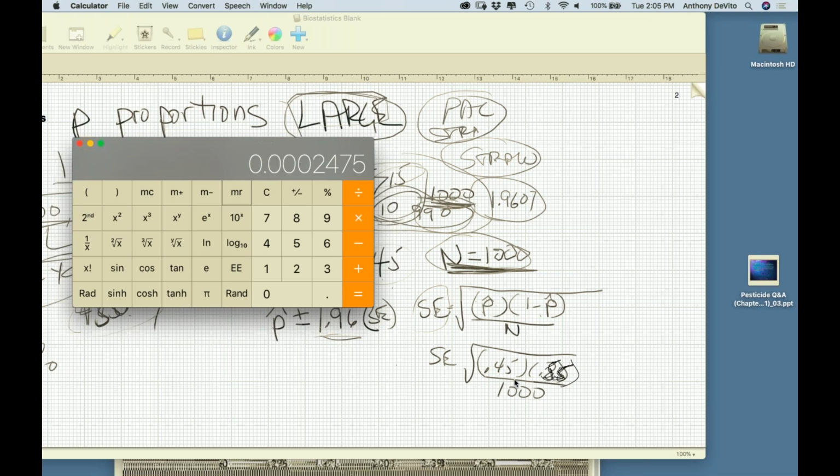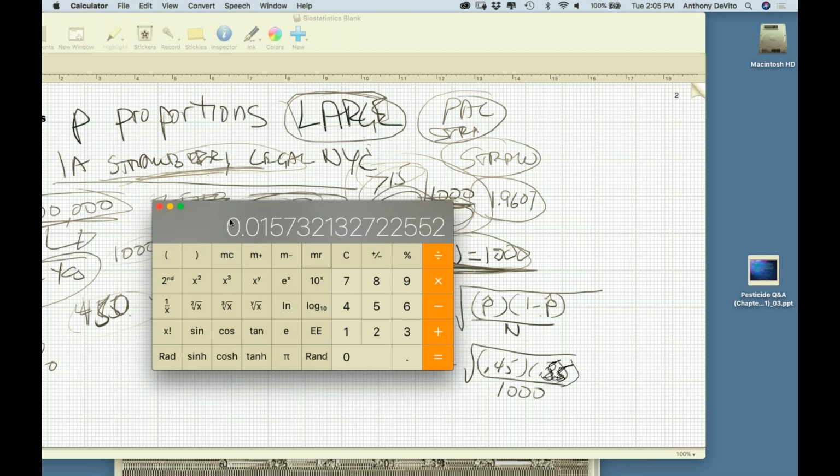And when you have a small fraction, take the square root, it makes it a bigger number. Just like when you have a fraction, like say 0.2 times 0.2, it becomes 0.04. It becomes a smaller number, works the opposite direction. When I take my square root, that becomes 0.0157. I'm going to call that 0.016 for our purposes.